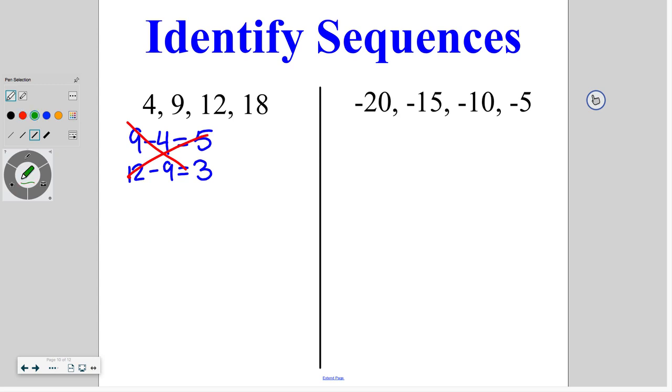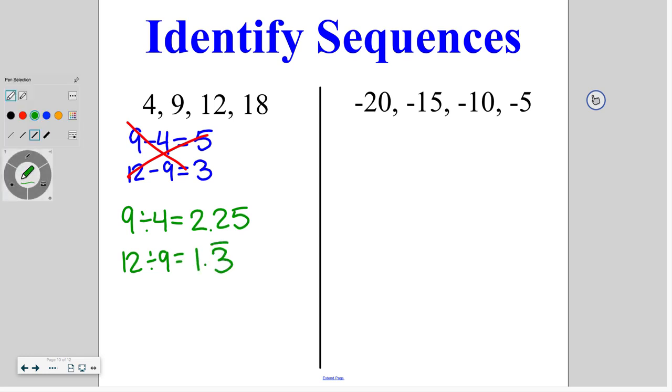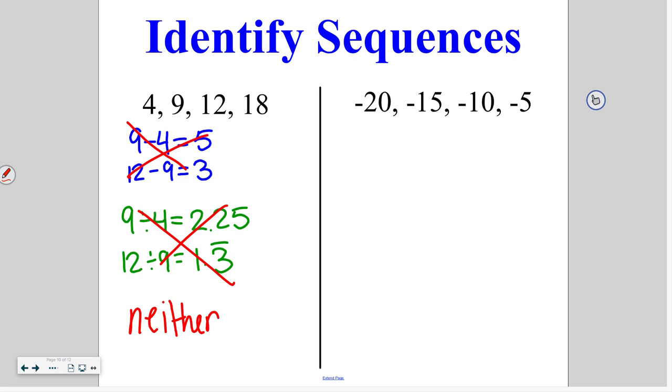Then I'm going to go ahead and check 9 divided by 4, which is going to give me a value of 2.25. I'm then going to check 12 divided by 9, which gives me a value of 1.3 repeating. Again, this does not match up. So this is neither an arithmetic nor a geometric sequence. Neither of the patterns worked. We're going to go ahead over to the next one and try again.